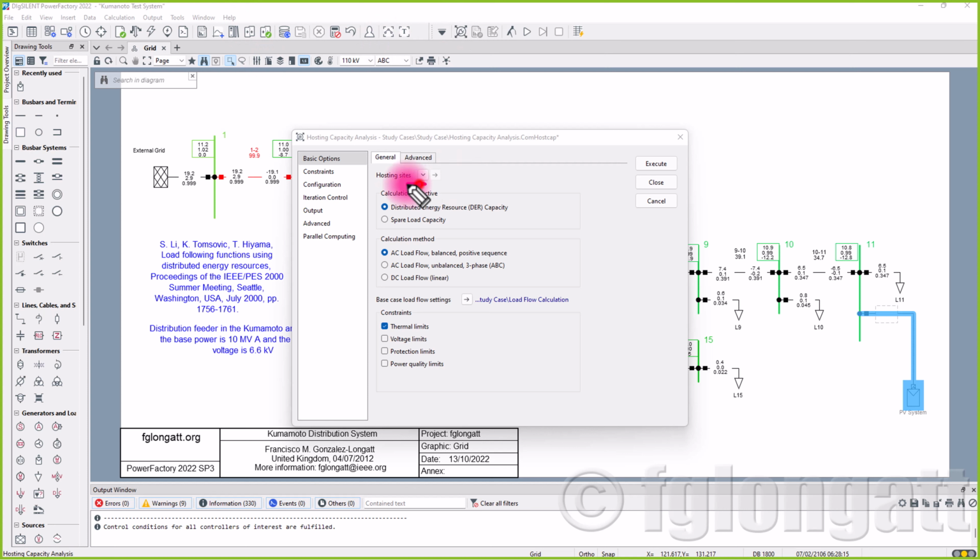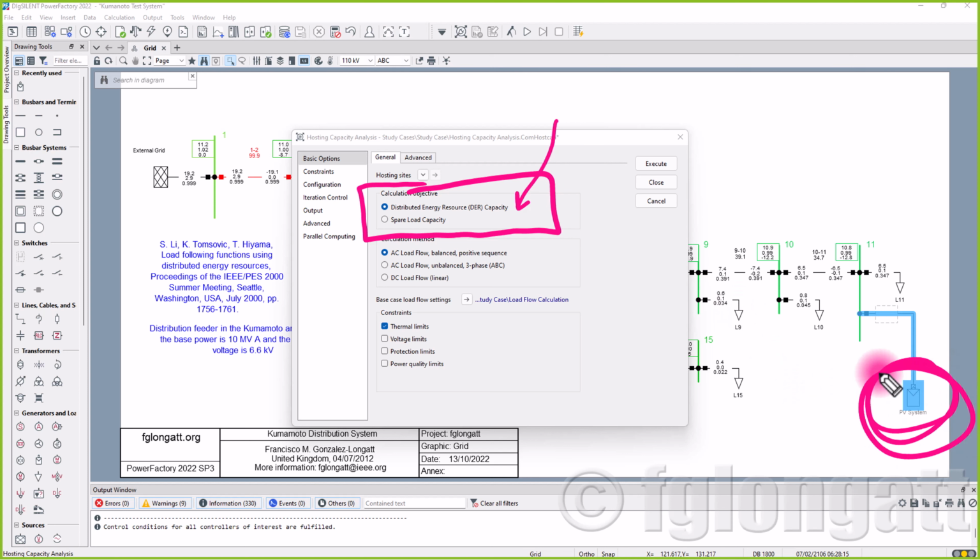When we are using this tool, there are two possible options that we can identify. The first one is the calculation objective. The calculation objective is defined in this way because hosting capacity is an optimization problem. What you want to do is maximize the installed capacity, and that is this option here. When you choose hosting capacity to maximize the distributed energy resources, you are determining the maximum PV system that you can install over there. And then there is another possibility, the spare load capacity, which is related to the maximum load that we can install over there.